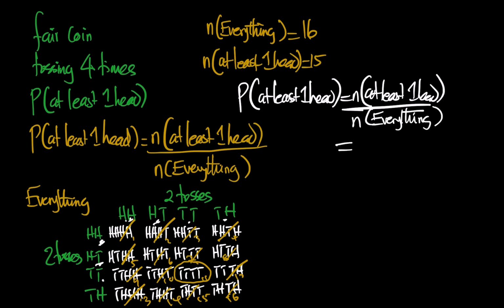And we know the numerator, the number of at least one head, is 15, divided by the number of everything, which is 16. 15 divided by 16. And that gives us our final answer. It also satisfies the condition that it lies between 0 and 1. I hope this helps.